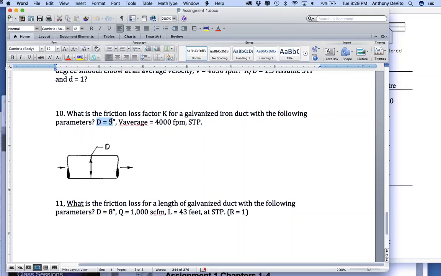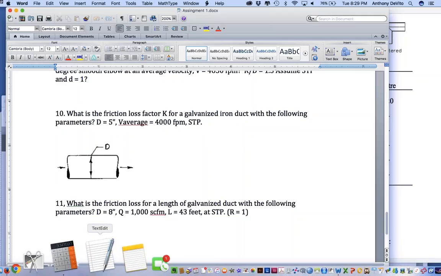So why do we need the diameter? Well, let's take a look at this. We don't need the diameter, do we? Because we've got the velocity, and we're going to have K. If the diameter were different, the velocity would be different. So the diameter is really extraneous information here. For the K value, let's get the K value right now.